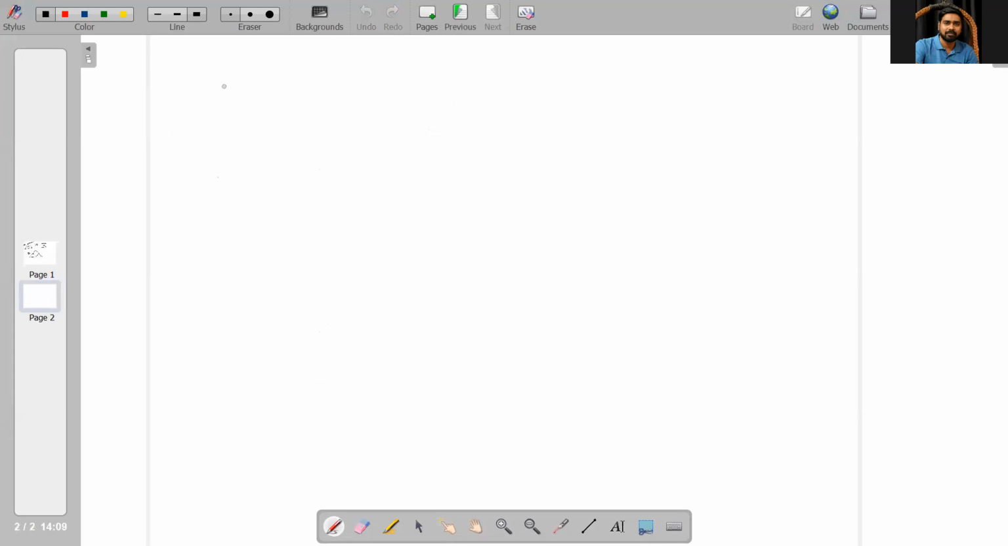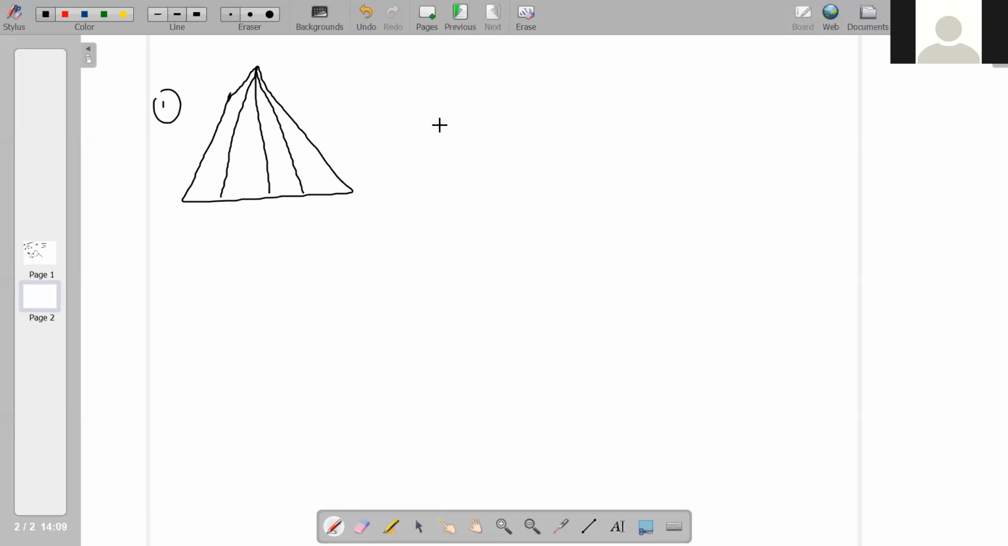First thing first. First kind of question that we are talking about. In this case, if I ask you what is the number of triangles in this figure, can you tell me? 10. Number of triangles? 10. 10 triangles.